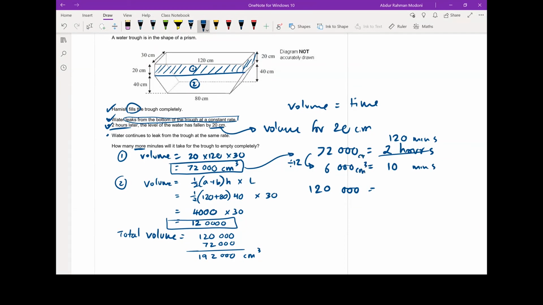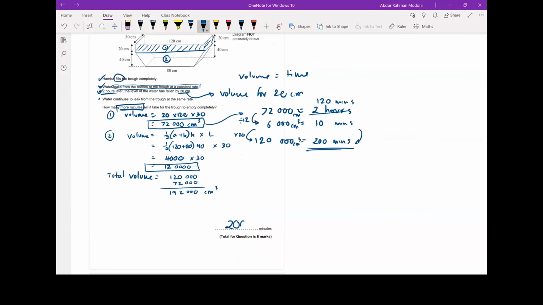I should put my units here. And I want to get to 120,000 centimeter cubed. So to go from 6 to 120, that's times by 20. So I'm going to do the same thing on the other side, times by 20. And if I times that by 20, it takes me 200 minutes. So this is how many more minutes. What did the question say? How many more minutes? So I need to make sure I leave my answer in minutes. So it should be 200 minutes.